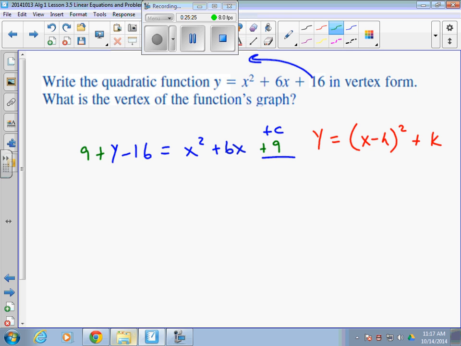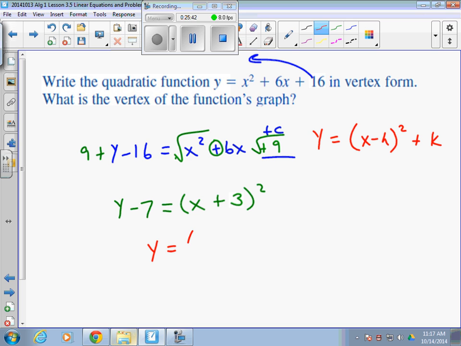So 9 minus 16 is y minus 7 equals, take the square root of this one, it's x. The square root of this one is 3. This says plus in the middle. We're almost finished. Move minus 7 over by adding it, y equals x plus 3 squared plus 7, vertex form.